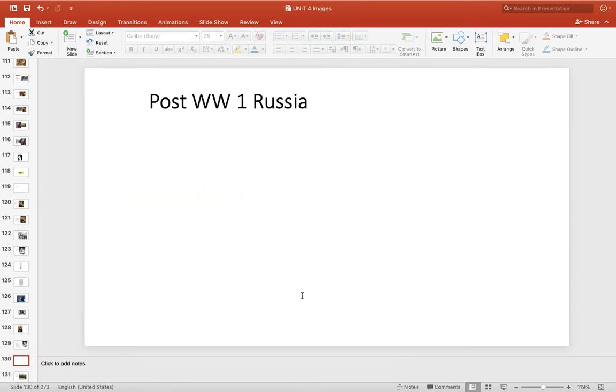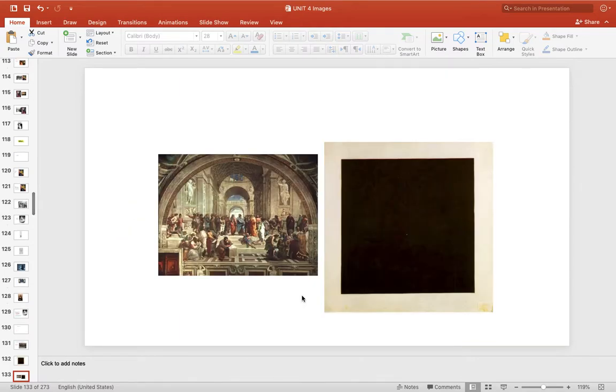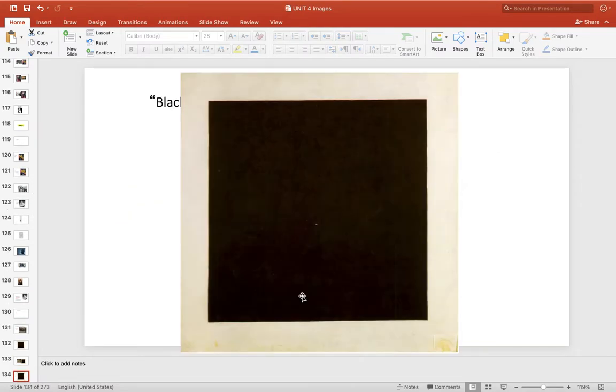Okay, Russia is a mess, has all kinds of problems. Memorial Sheet for Karl. This woman was famous for very sad woodcuts. The form is woodcut. Let's come back to this one. Russia, everything is going to change. They're going to create a whole new society.